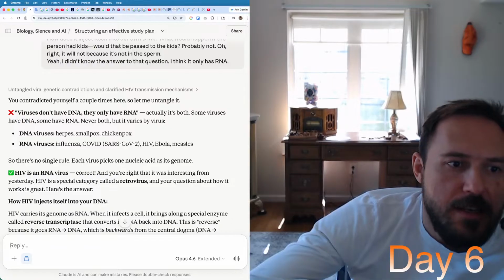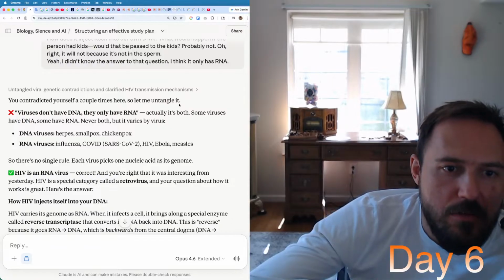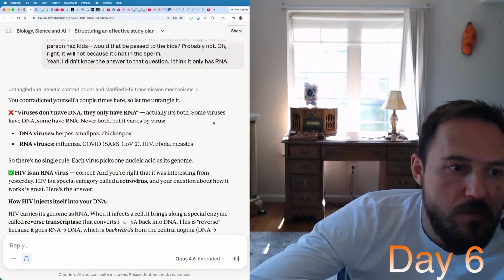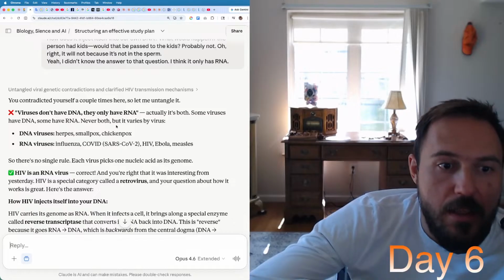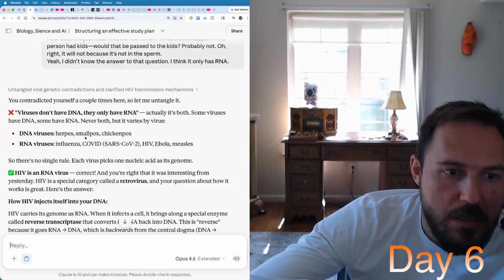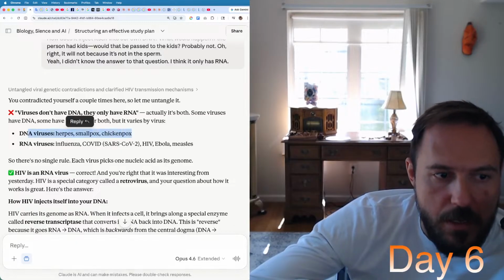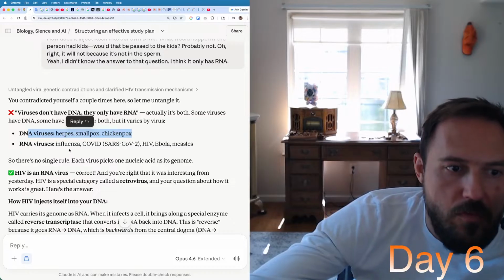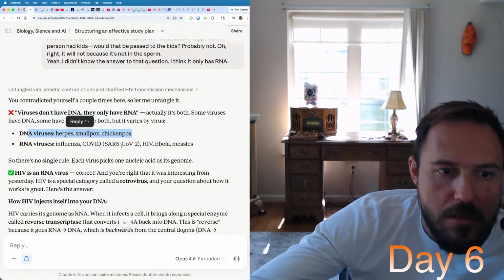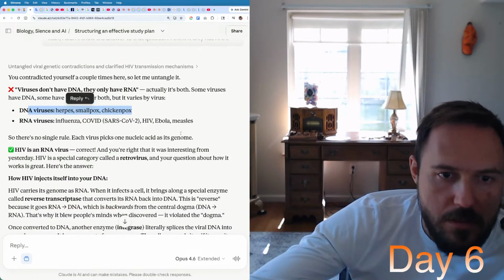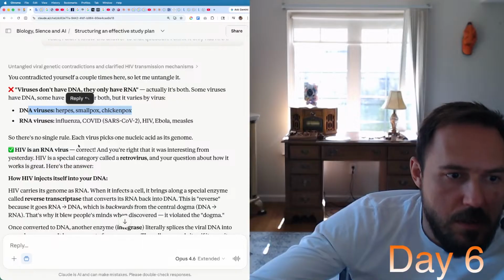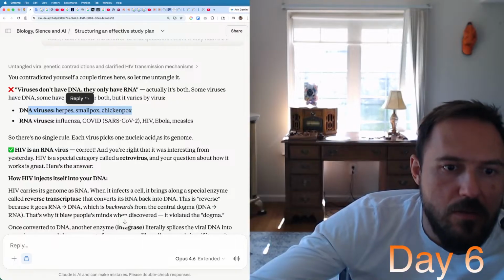You contradicted yourself a couple of times here, so let me untangle it. Viruses don't have DNA, they only have RNA. Actually, it's both. Some viruses have DNA, some have RNA. Never both, but it varies by virus. DNA viruses: herpes, smallpox, chickenpox. RNA viruses: influenza, COVID, SARS-CoV-2, HIV, Ebola, measles. So there is no single rule. Each virus picks one nucleic acid as its genome.